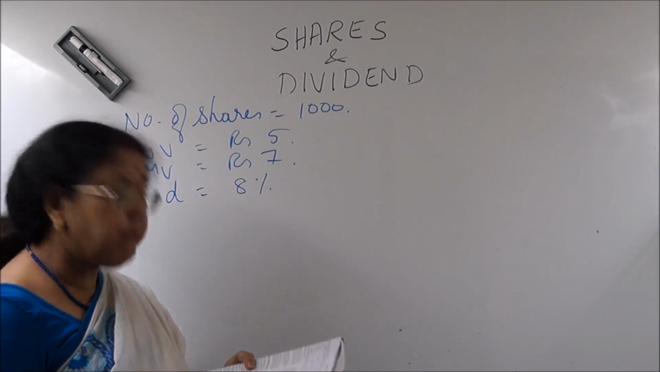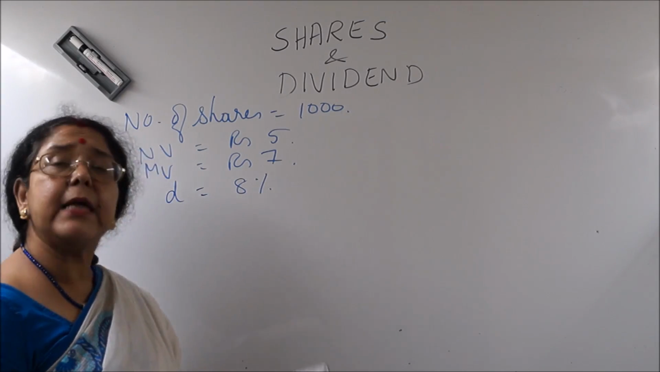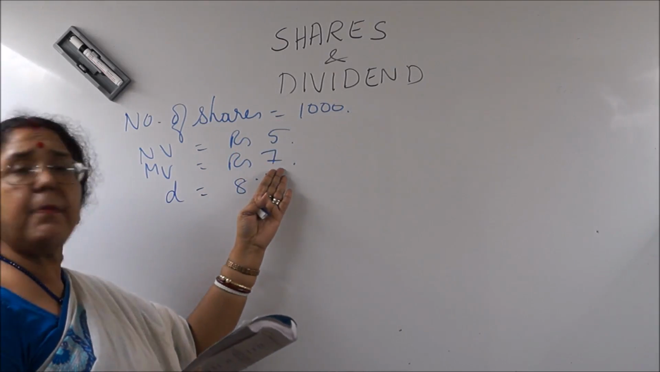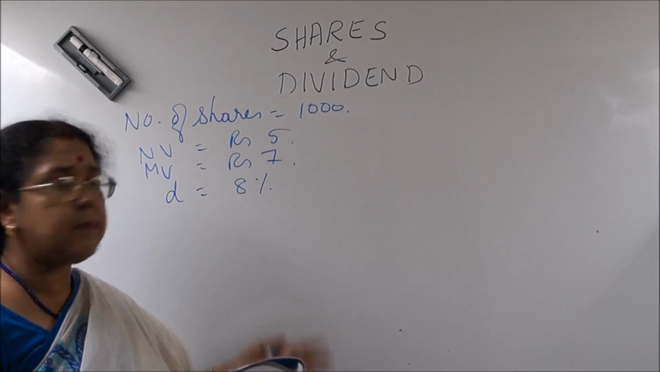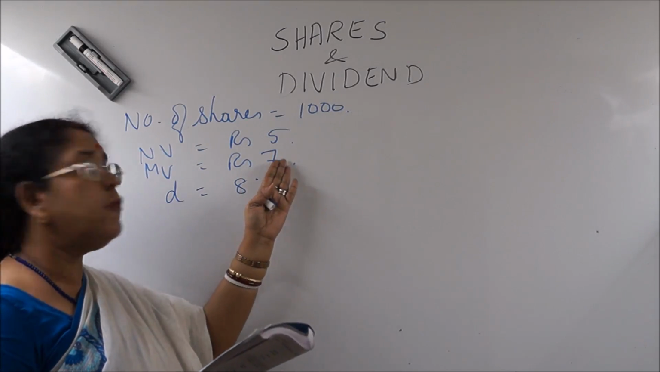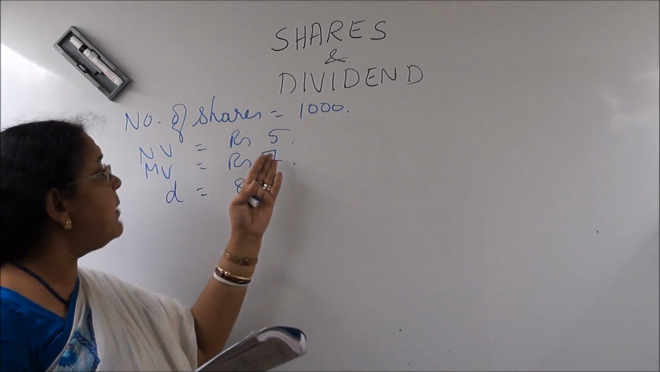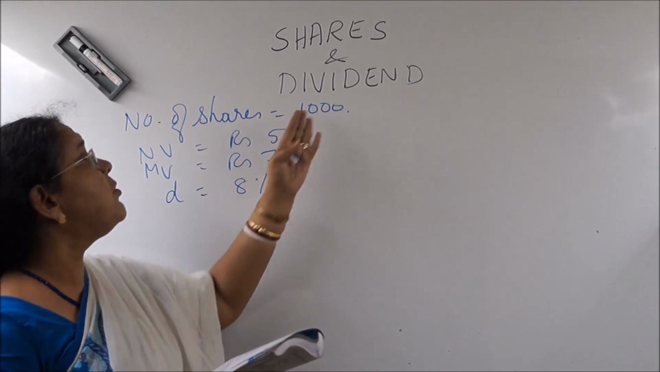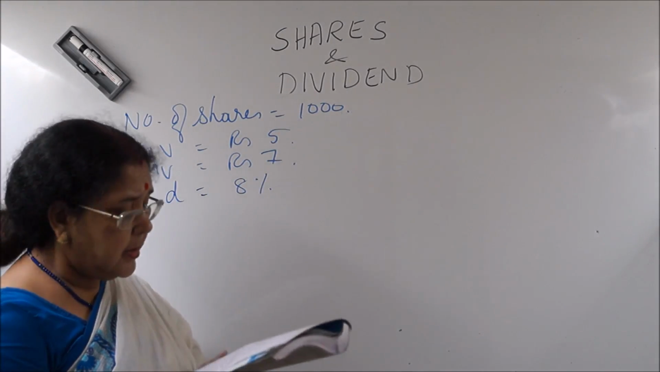Calculate the amount of money invested. So what is the amount of money invested? The number of shares into the market value is the money invested, because the person purchased 1000 shares at the rate of rupees 7, not at the nominal value but at the market value. So market value into the number of shares will give you the investment.